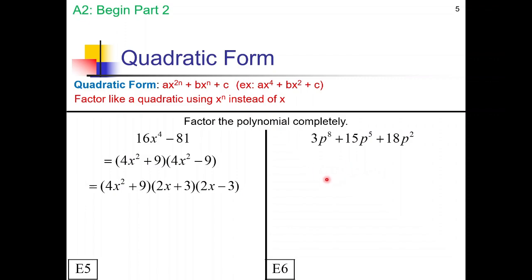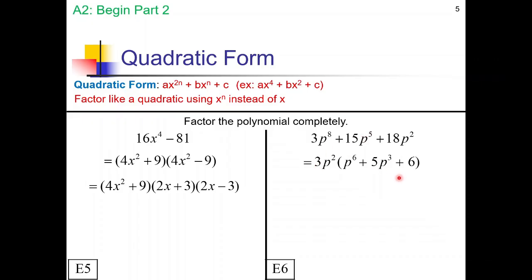So like always, we're checking to see if there are any common factors I can take out before I consider any other techniques. So we have a 3, a 15, and an 18. I can definitely take a 3 out of all those, and my lowest exponent is p squared, so I can take that out as well. So 3p squared. That's going to come out of our first term, giving us a p to the 6th power, 8 minus 2. This will now be, for our middle term, we have a 5p to the 3rd. And finally, this is going to be 18p squared divided by 3p squared.